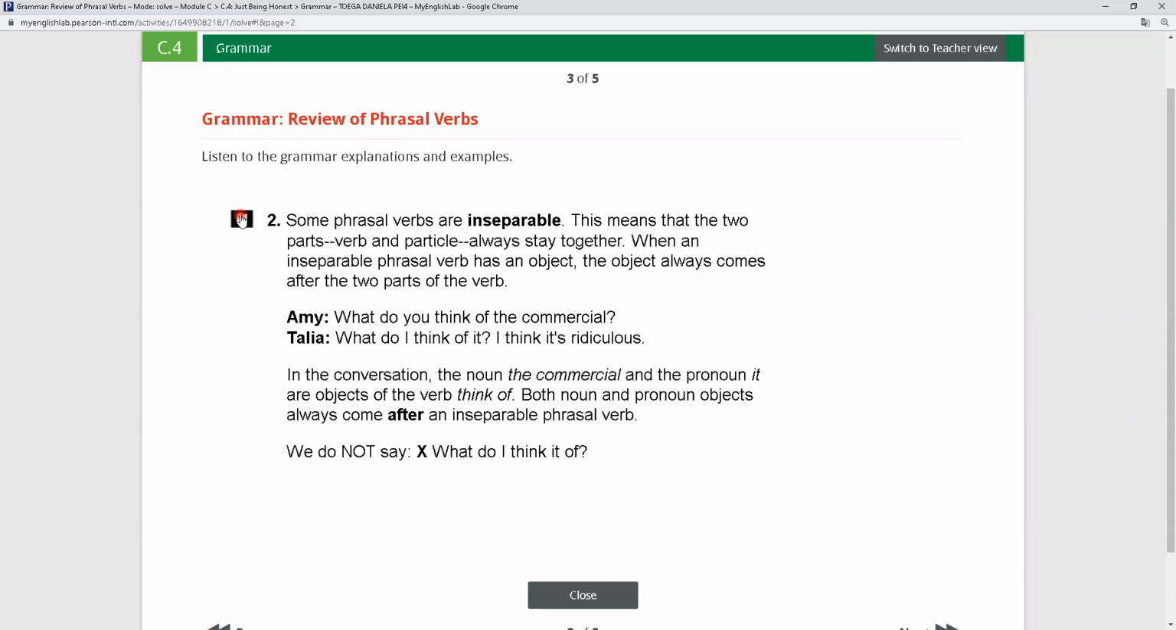What do you think of the commercial? What do I think of it? I think it's ridiculous. In the conversation, the noun, the commercial, and the pronoun it are objects of the verb think of. Both noun and pronoun objects always come after an inseparable phrasal verb.